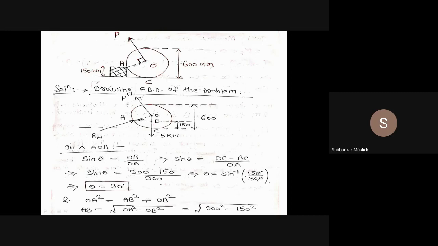From the diagram, if anyone can tell me the length of OB. 150. OB is 150. Let us see how it is 150. OC is the radius of the circle, which is 300, and BC is nothing but this rectangular height, 150. So 300 minus 150 is 150. So AB is under root 300 square minus 150 square.